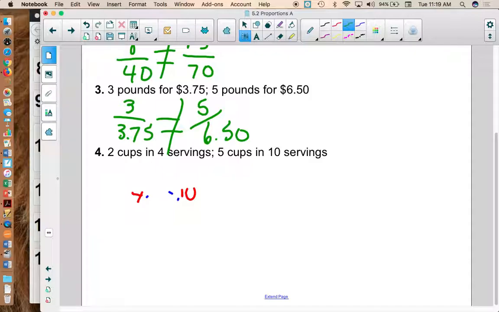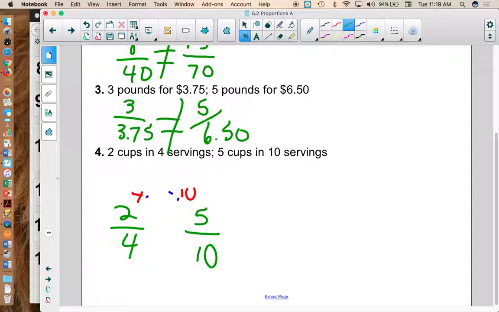2 cups in 4 servings compared to 5 cups in 10 servings. Are they proportional or not proportional? Those are the 2 words we're talking about here. Are they proportional or not proportional? Showdown. Thumbs up they are, thumbs down they are not.